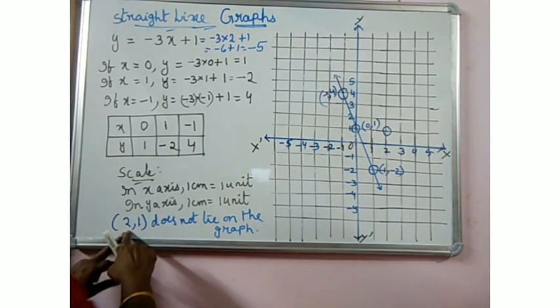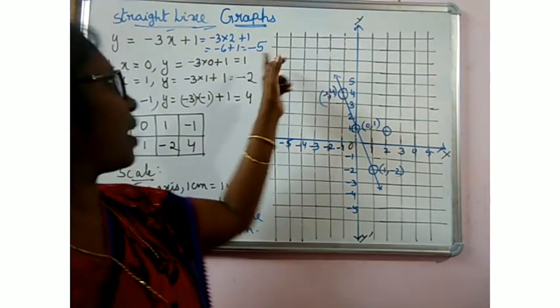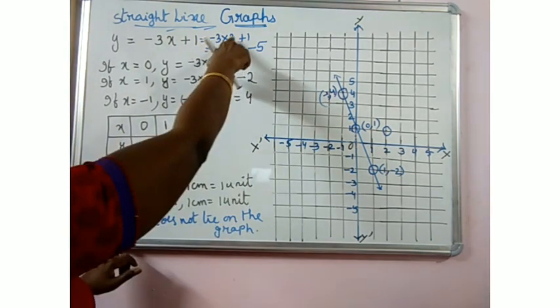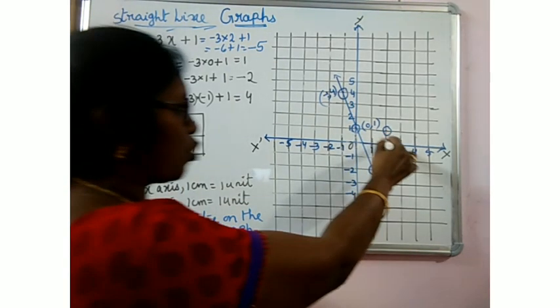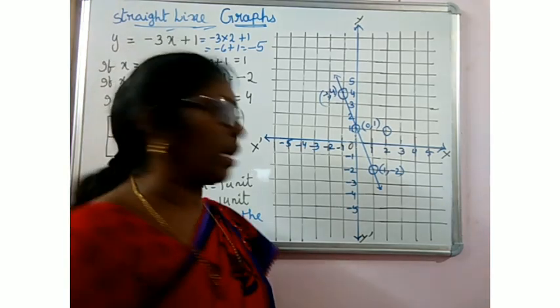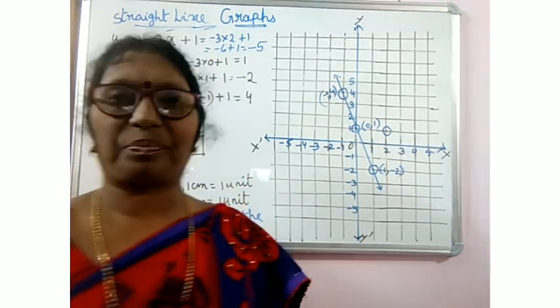If it is 2, minus 5, yes. If the question is, does the point 2, minus 5 lie? Yes. If x is 2, we are getting y as minus 5. Then we can say that yes, 2, minus 5 lies on the graph. And on the graph also, if you produce, you can see that.